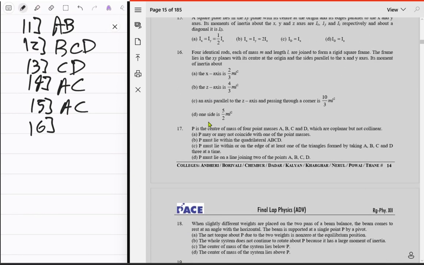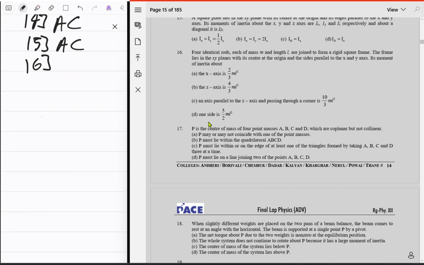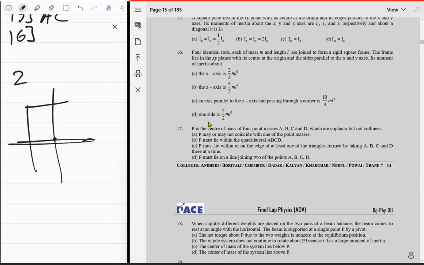Four identical rods, each of mass m and length L, are joined to form a rigid square frame. Frame lies in the xy plane with the center at the origin, sides parallel to xy. Moment of inertia about the x-axis is what? For the y-axis, God. What will the y-axis be? So what is it, 4 rods. Okay, mass m, length L, right? So yeah, we have 2 rods, one like this and one like this here. This is our x-axis. It's about this. What will it be for this rod?